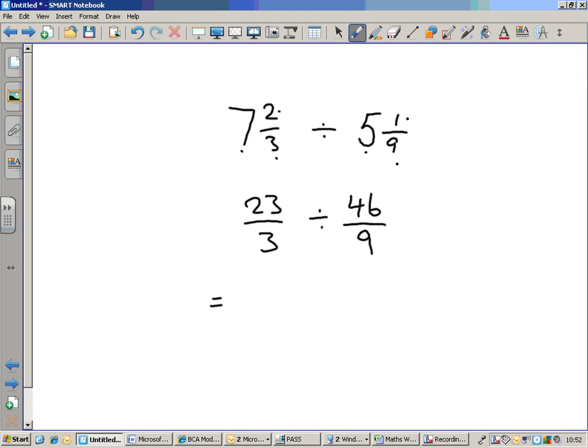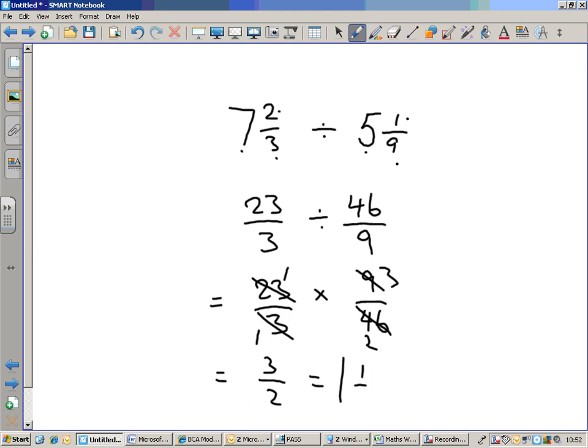There we go. Tip and times, so we'll tip the fraction upside down that follows the divide sign and turn the divide into a times. Any cancelling? You betcha. And actually, how about that? Yay. 1 times 3, 1 times 2, 3 halves.